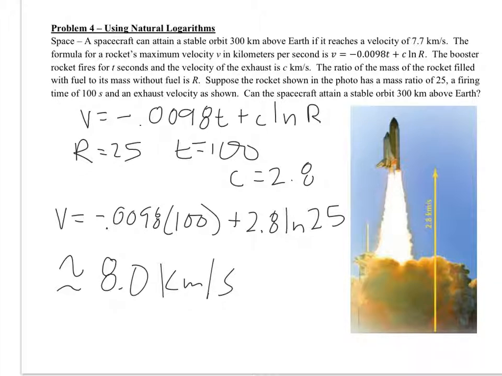So if we go back and reread this again, it says it reaches a velocity of 7.7. So yes, 8 is greater than 7.7. So since that is greater, then yes, it would be able to create a stable orbit.